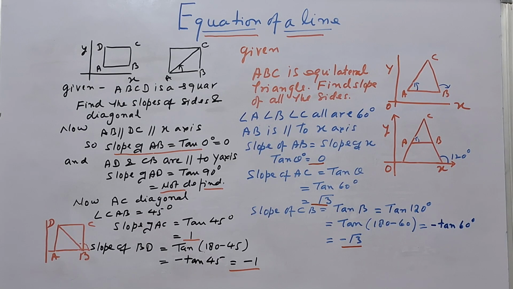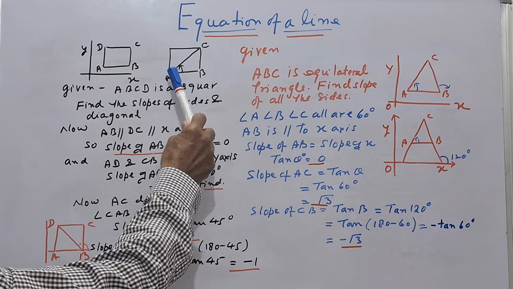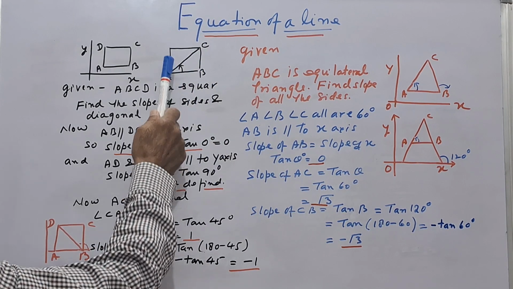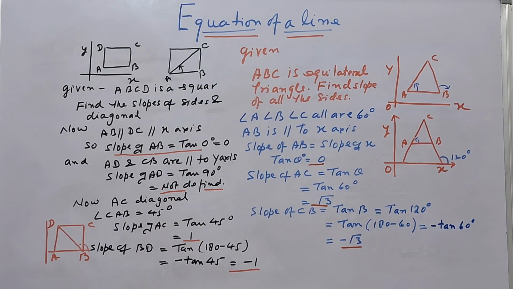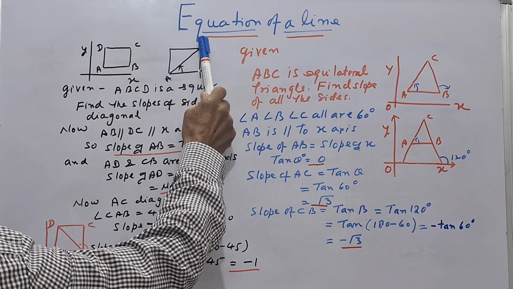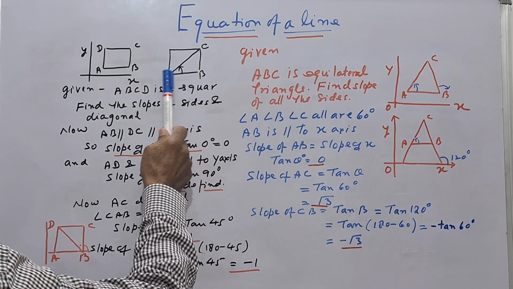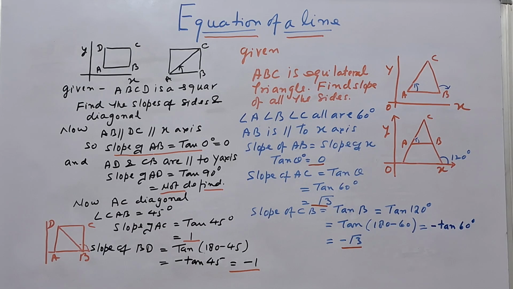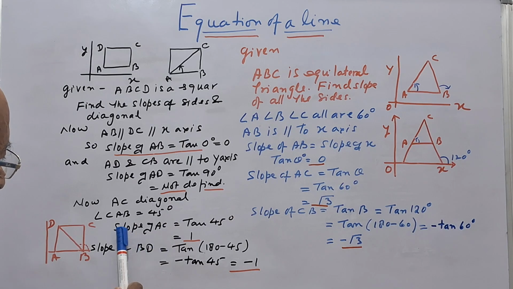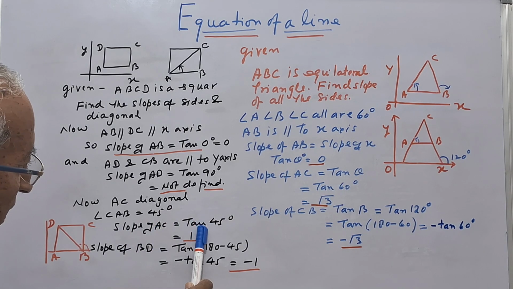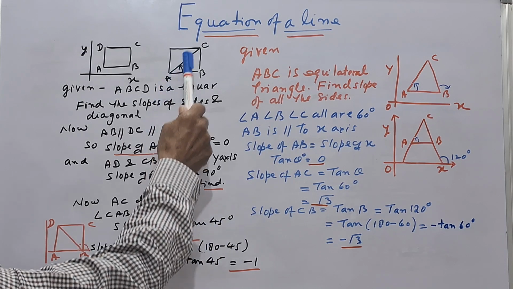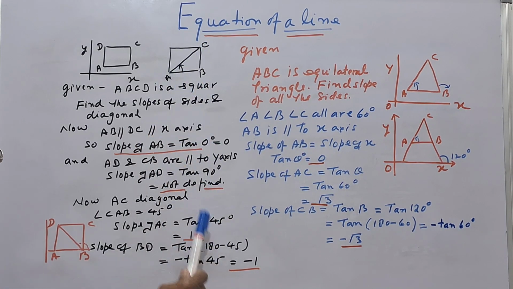Now we have to take the diagonals. If we see the diagonal AC of the square, the four angles of the square are 90 degrees. So the theta of the diagonal AC is 45 degrees. So AC is a diagonal, the angle CAB is 45. So the slope of AC is equal to tan 45 degrees, and tan 45 degrees is equal to 1. So we say that the slope of AC is 1.